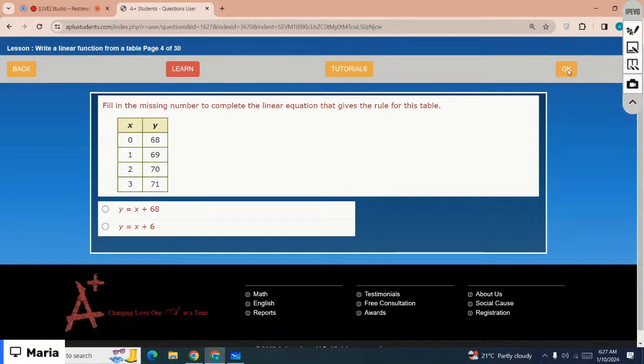Fill in the missing number to complete the linear equation that gives the rule for this table. So which is the correct option? The correct option is y equals x plus 68, right? Option number 1 is the correct option, that is y equals x plus 68.